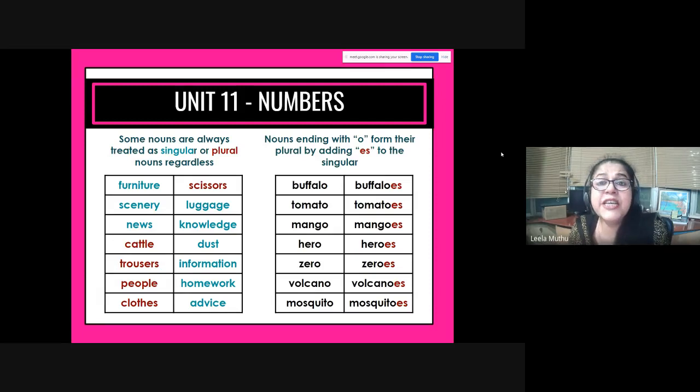Okay, luggage is in the waiting room. Knowledge is power. Dust is accumulating all over the place. Is, singular verb. Information is precious. Singular verb. Homework is difficult. You never say the homework are difficult, right? Homework is difficult because homework is treated as a singular noun.